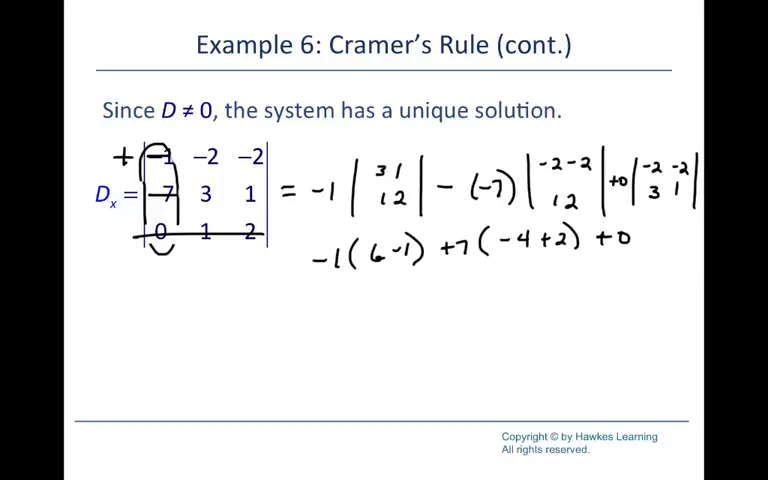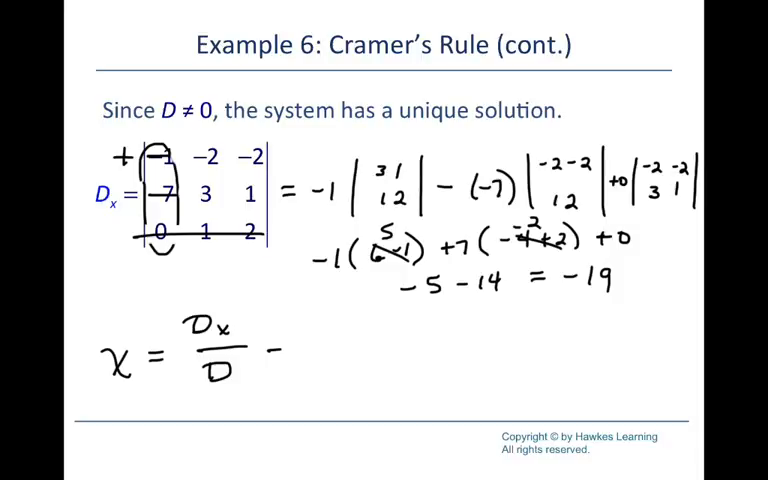Okay, so this will be 5, so that'll be -5. This is -2, so 7 times -2 is -14. So dx is -19. So to find x, you'll say dx over d, which is -19 over 19. So my x is going to be 1. So we know x now. We know that x is 1. Now we need to go back and figure out what y is.